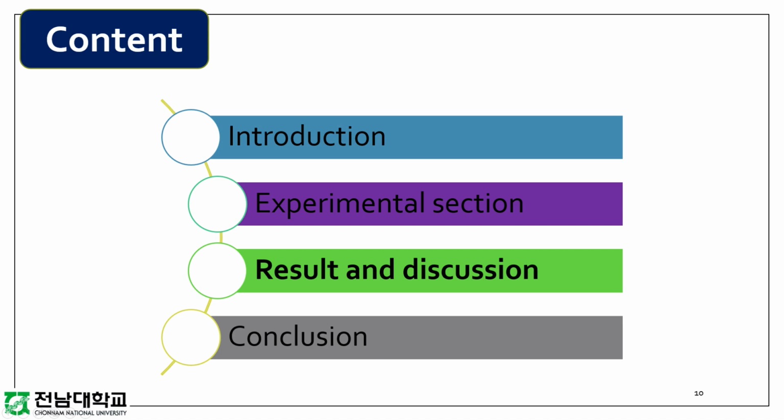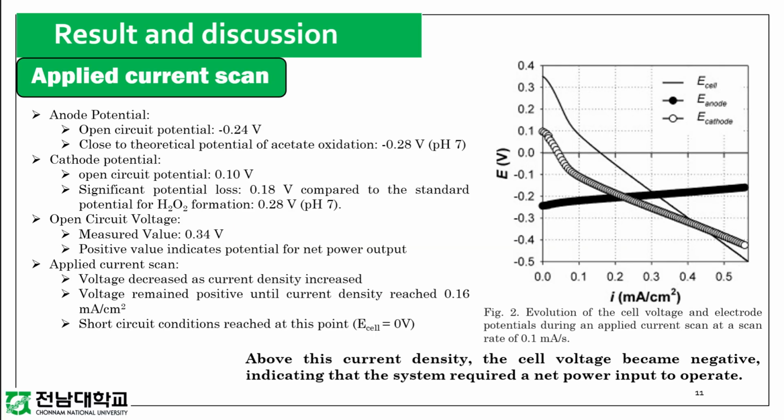Results and discussion. Now, if we look at Figure 2, we can see that the anode potential at open circuit was measured at -0.24 volt, which is quite close to the theoretical potential for acetate oxidation, calculated at -0.28 volt at a pH of 7, as shown in Figure 1.